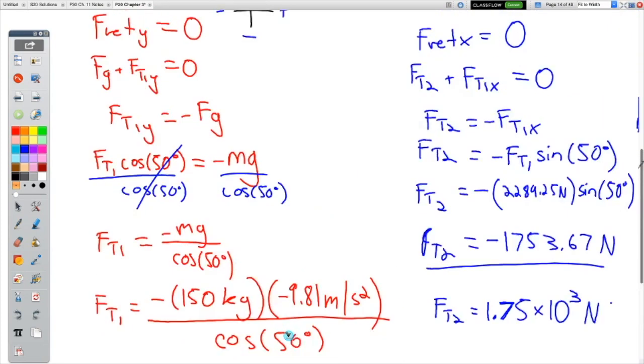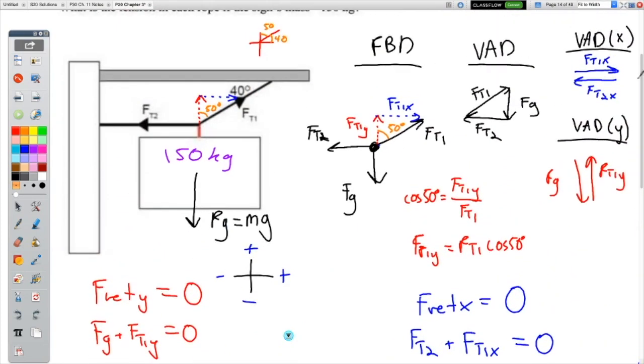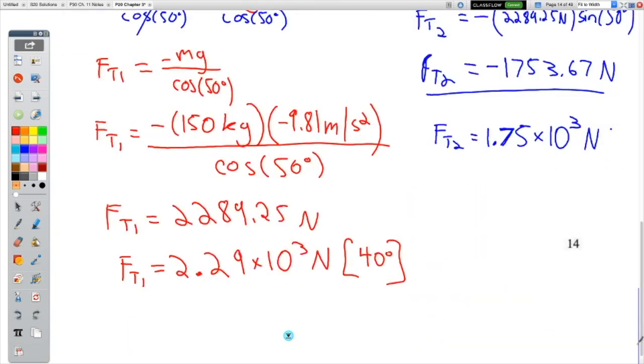At which angle? Which way is it going? Okay, so careful, it's not 0 degrees, right? 0 degrees would be that way. Ft1x is at 0 degrees. Ft2 is the opposite way. It's at 180 degrees, right? If I draw it all the way around. Okay, at 180 degrees.